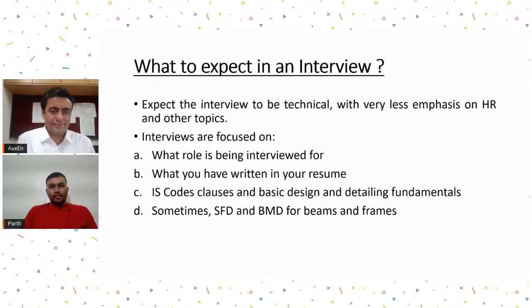And what have you written in your resume? Sometimes the interviewer also has your resume, so he or she can ask about various things you have written in it, like your internship or any particular project you have worked on. So that is also an important thing when it comes to interviews. IS code clauses and basic design and detailing fundamentals, this is obvious when it comes to interviews.